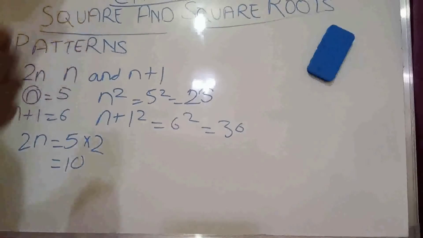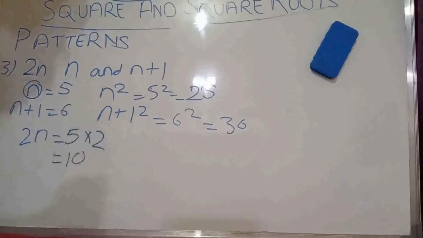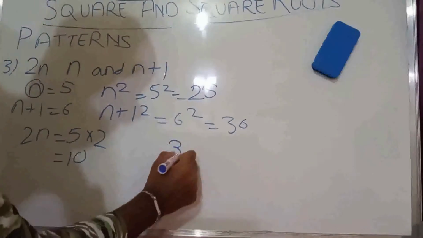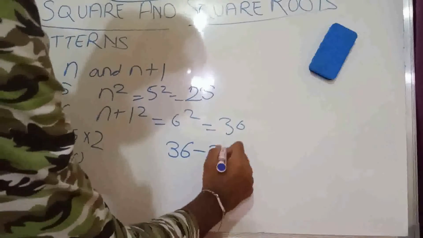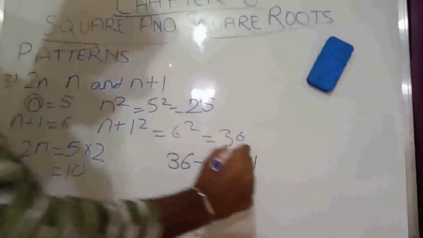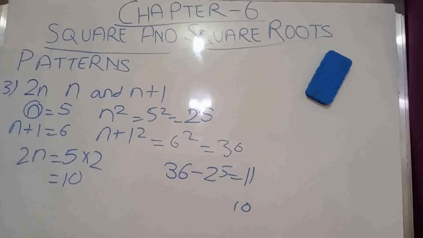And this means that there is exactly one number less than the difference between 25 and 36. What is the difference? The difference is 36 minus 25, that is 11. And how many numbers lie between? It is just one less than 11, that is 10. Now we'll go to the next topic.